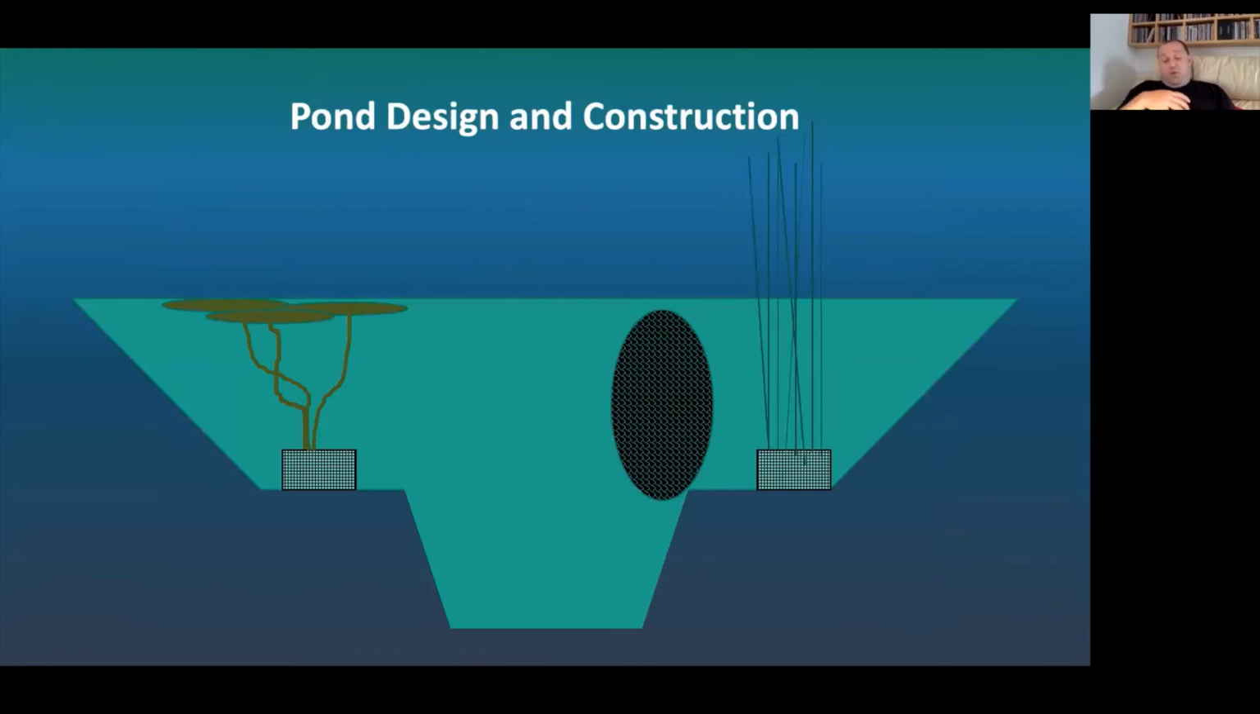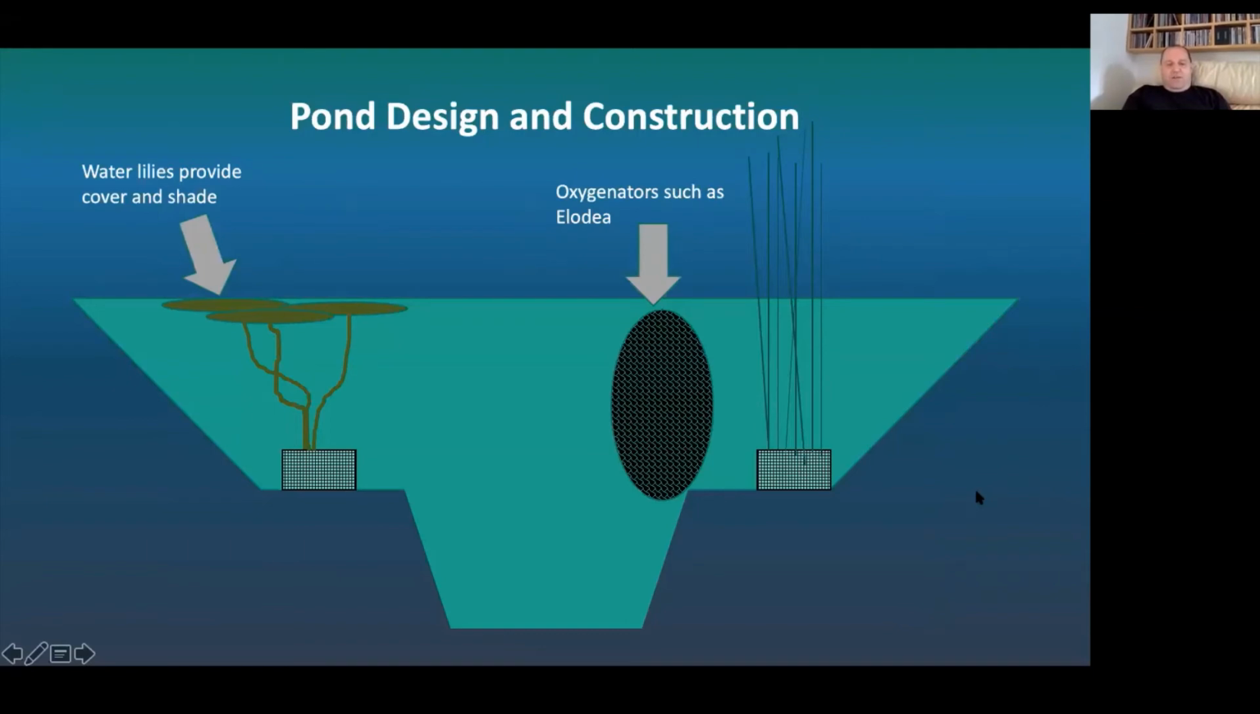And so what you will end up with, and I apologise for my artwork here, this is partly because I can't draw, and partly because the clip art or sketching tools on PowerPoint are quite limited. So this is the sort of design of pond that you're likely to end up with if you follow that advice. So you get water lilies providing some cover and shade. You'll get a bunch of oxygenators such as Elodea. I'm sorry about this, you'll just have to use your imaginations.